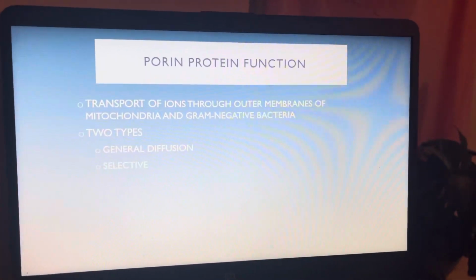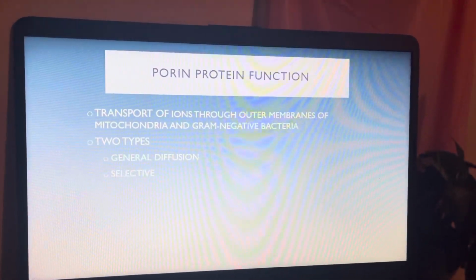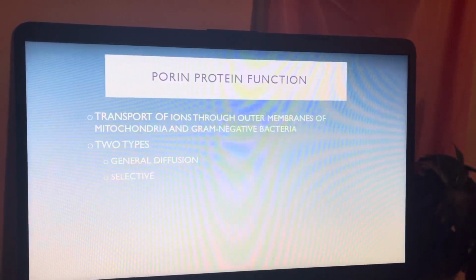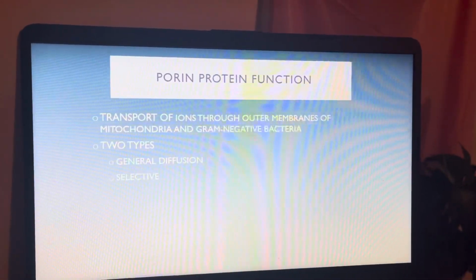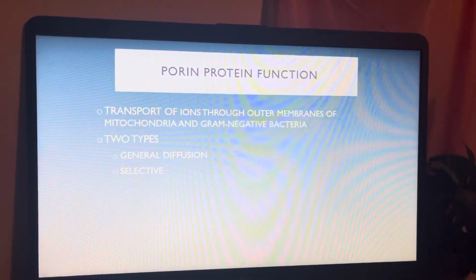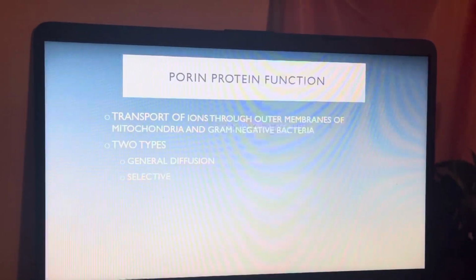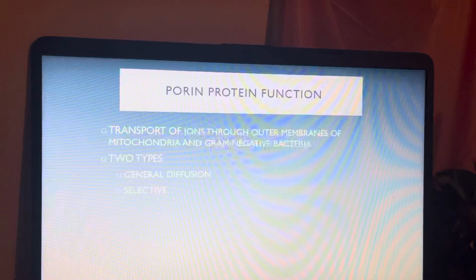Porin proteins function mainly as a transport channel. It transports ions through the outer membranes of mitochondria and gram-negative bacteria. There are two types of porin proteins.